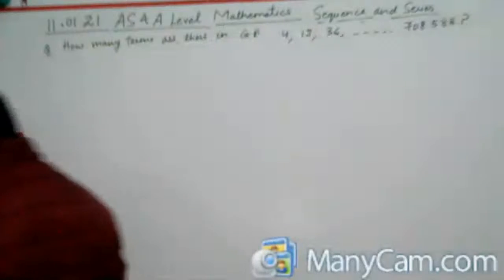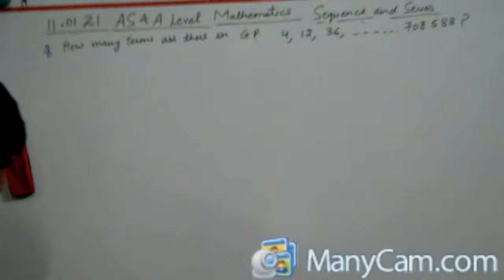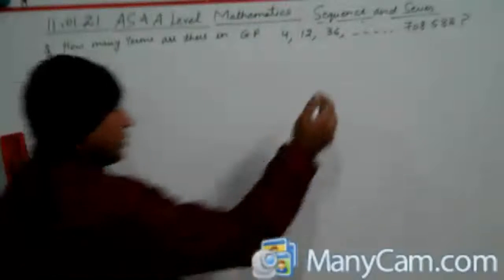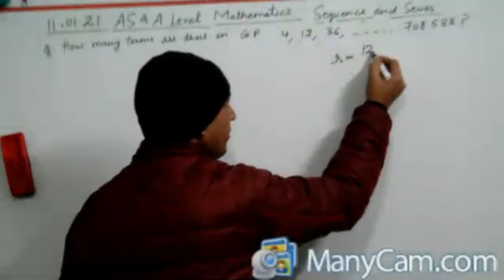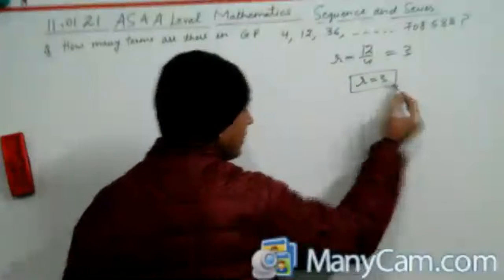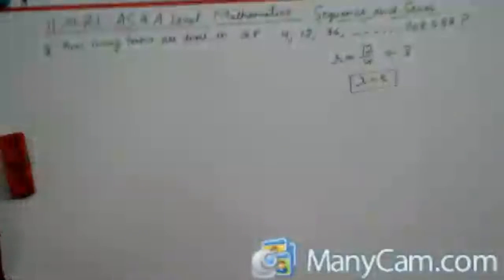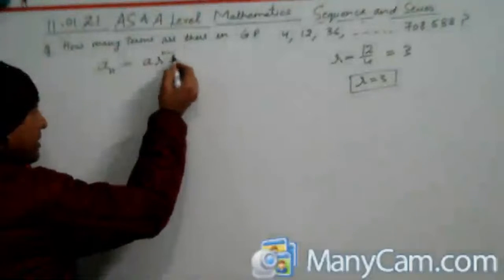So here, since it is a geometric sequence, the first two terms are given, 4 and 12, and we can find the common ratio, right? So what is the common ratio? r is equal to 12 upon 4, that is 3. So the common ratio is 3 here. So we can write the nth term of the geometric sequence, a n is equal to a into r raised to power n minus 1, right?